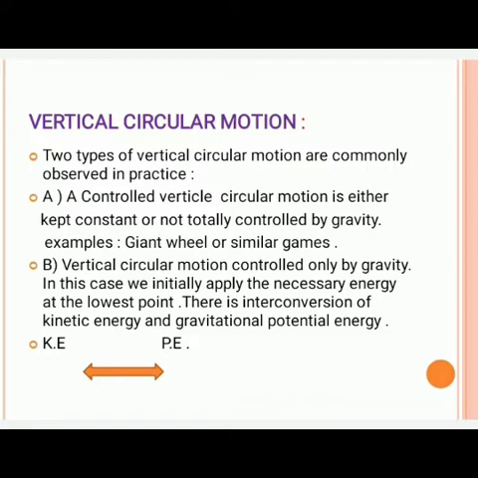The second vertical circular motion is controlled only by gravity. In this case, we initially apply the necessary energy at the lowest point. There is an interconversion of kinetic energy and gravitational potential energy, where you can see the reversible arrow changing from kinetic energy to potential energy.